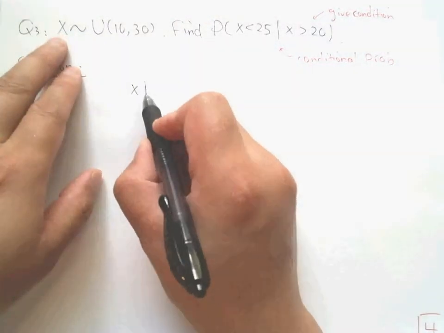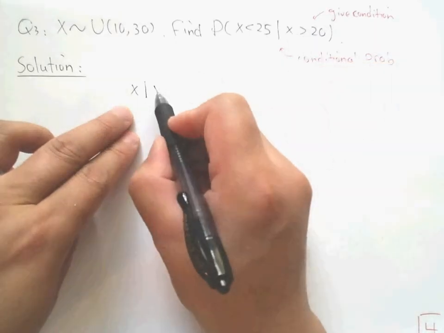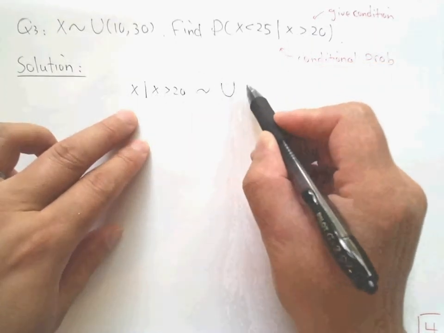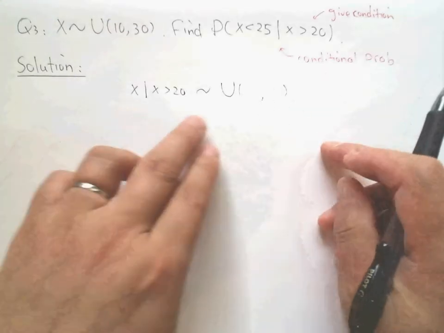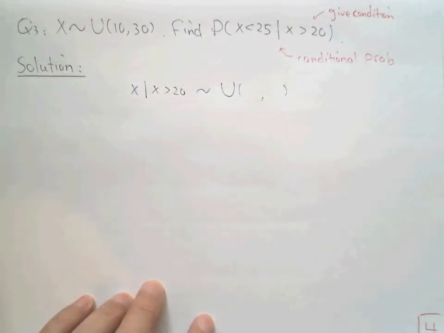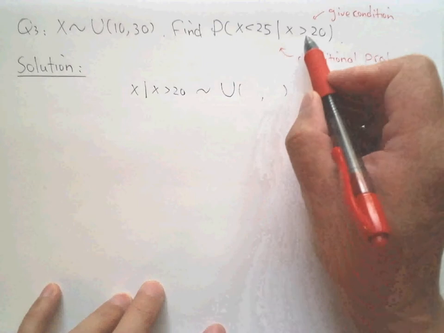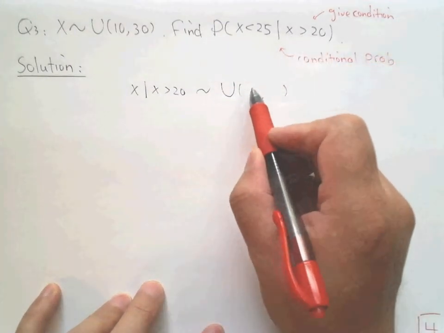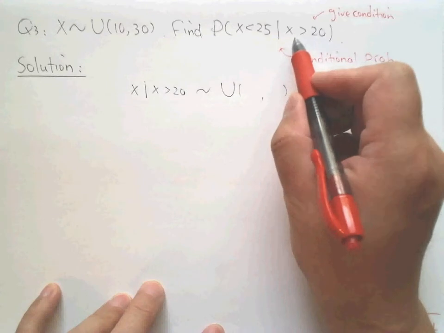If I put the conditional distribution here, x is the random variable, where the given information is x greater than 20. Now it still follows a uniform distribution, but we need to figure out these two numbers. A little bit of difference from this. So first number we determine is the left. Why? Because it says x greater.